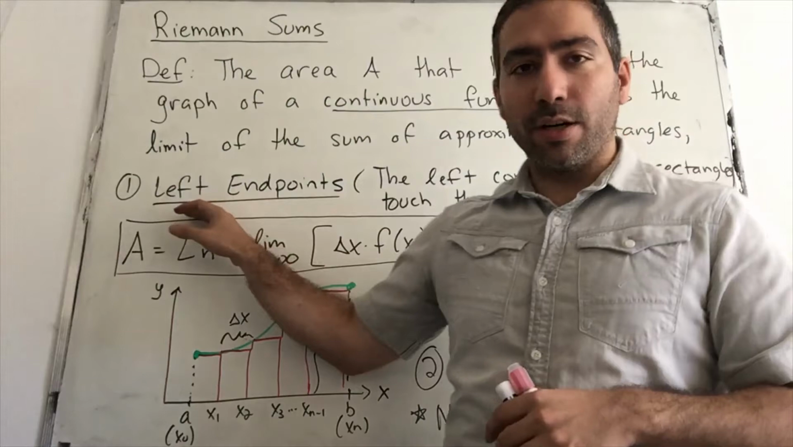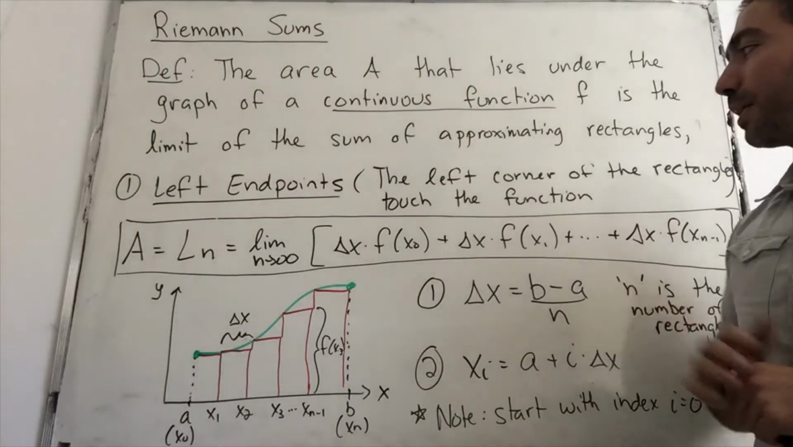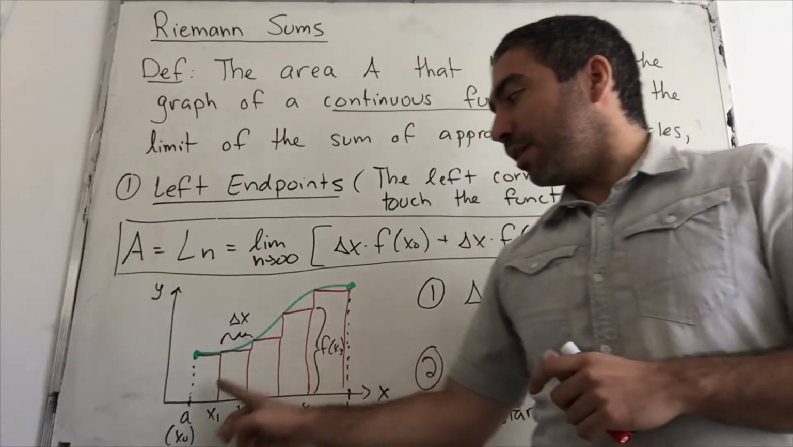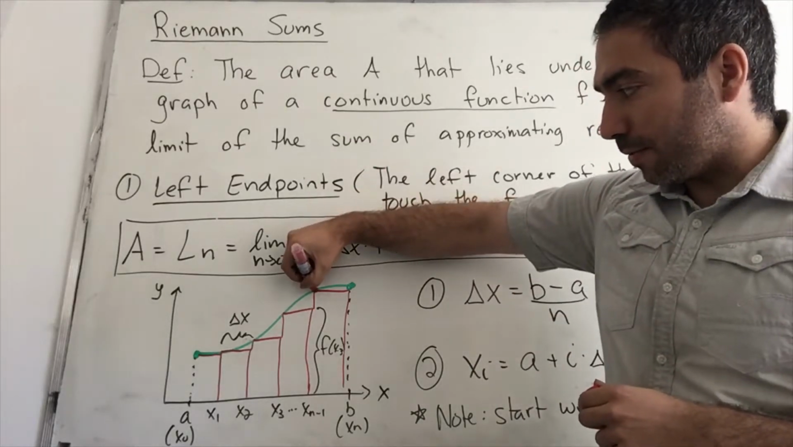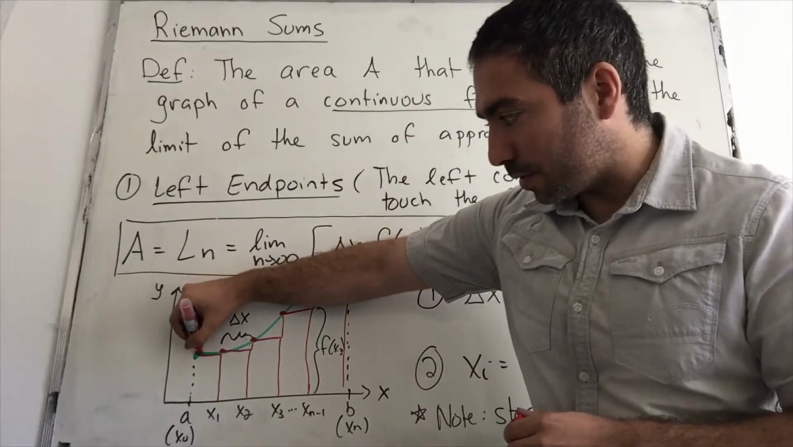Now we're focusing here on the left endpoints. So when we say the left endpoints, we're saying that the left corners of the rectangles touch the function. As you can see here, the function's in green. The red rectangles, it's all the left corners that hit the function. This hits the function, this one, this one, this one, and this one here.